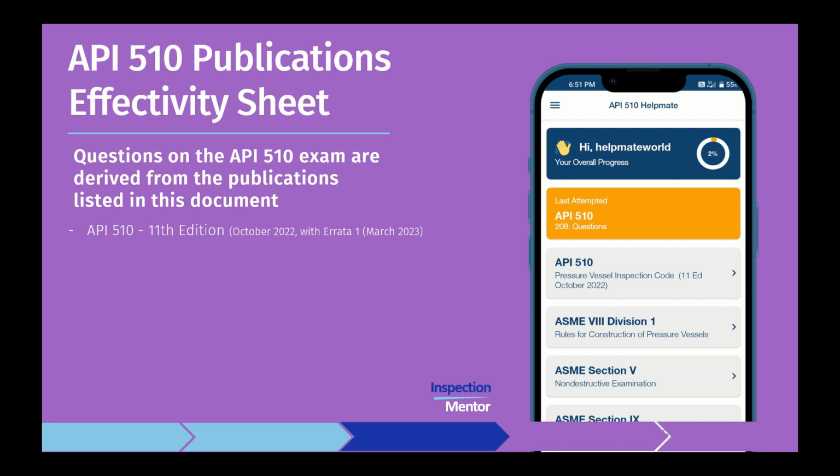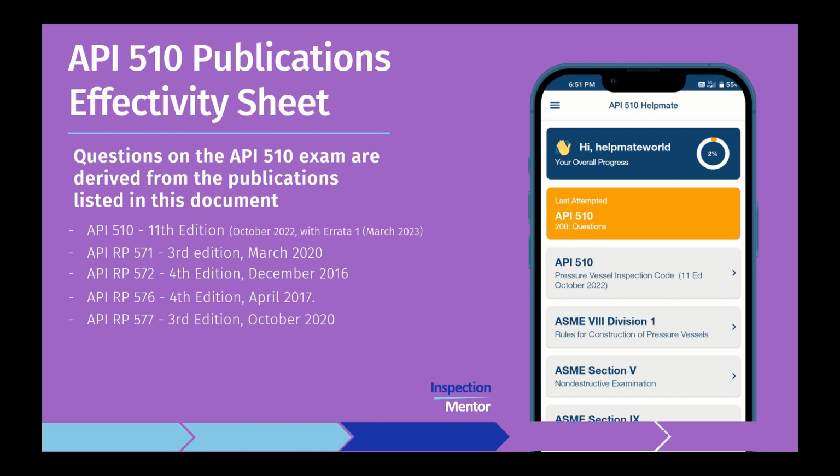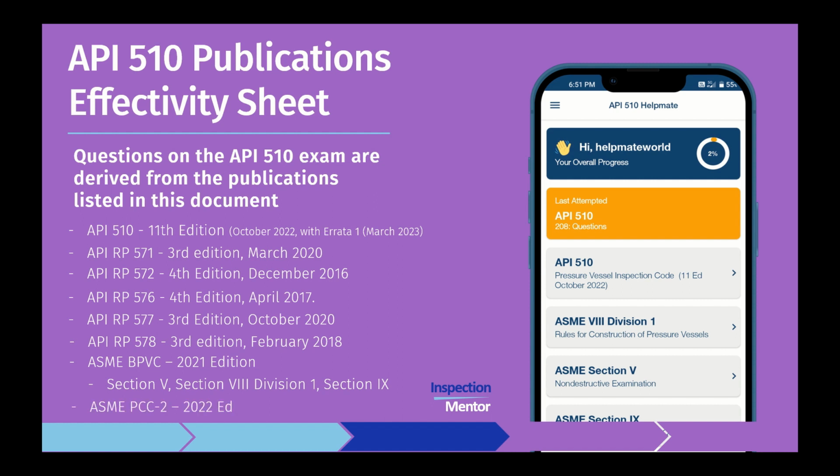For API 510, for the 2023 and 2024 exams, you need to refer to API 510 11th edition, 571 3rd edition, 572 4th edition, 576 4th edition, API 577 3rd edition, API 578 3rd edition, and for ASME codes, we need to refer to the 2021 edition: Section 5, Section 8 Division 1 and Section 9. Apart from these codes, there is one more ASME code, that is ASME PCC-2, and its edition is 2023. So to pass the API 510 certification exam, there are a total of 10 books that need to be referred to.